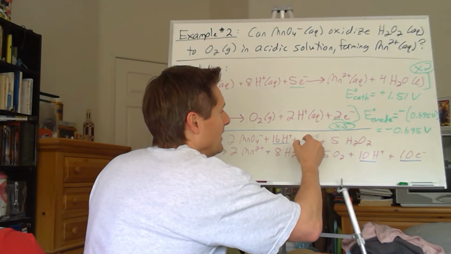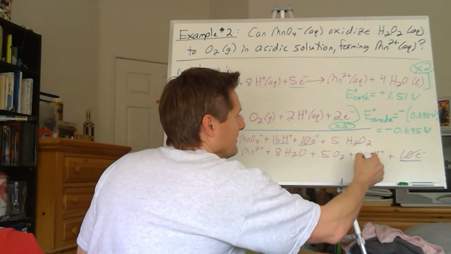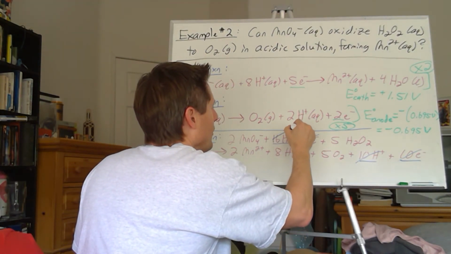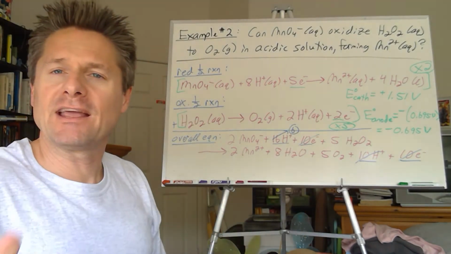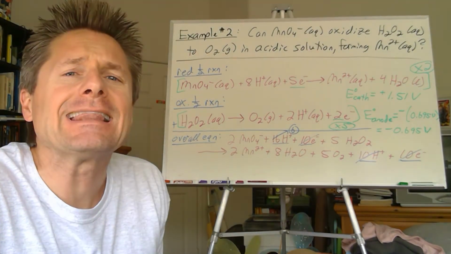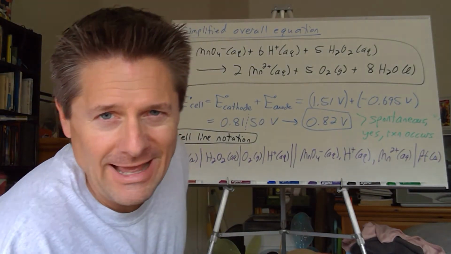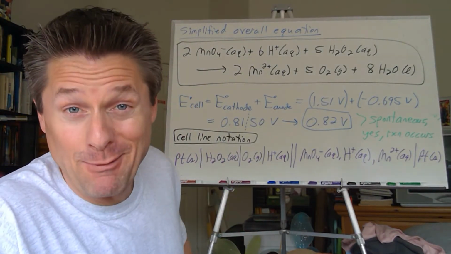Do you see the 10 electrons canceling out? Subtract 10H plus from both sides, that goes away. That goes to 6. So on the next board, write the overall simplified one, put the states back in, and calculate E0 cell for me. All right, this is a lot harder than the other one.